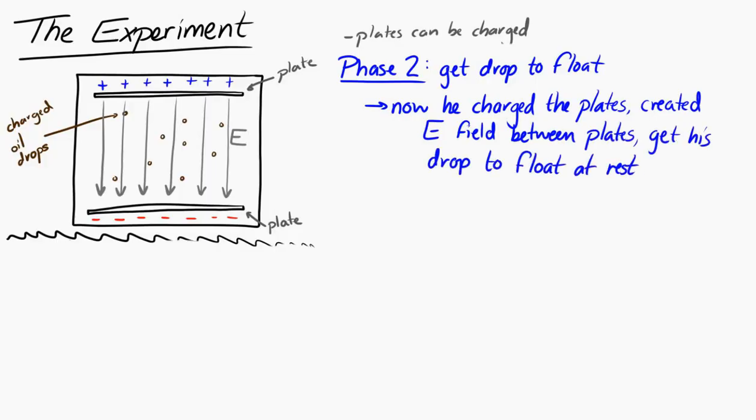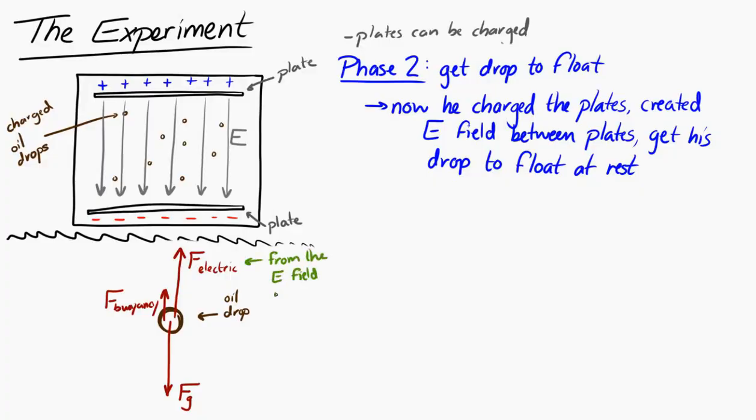In that situation, it's no longer falling at terminal velocity. If we think about the forces acting on the little charged oil drop, there's a gravitational force downward, there's still a buoyancy force, but now there's no drag force because it's not moving. Instead, that other upward force is an electric force from the electric field that's between the plates.